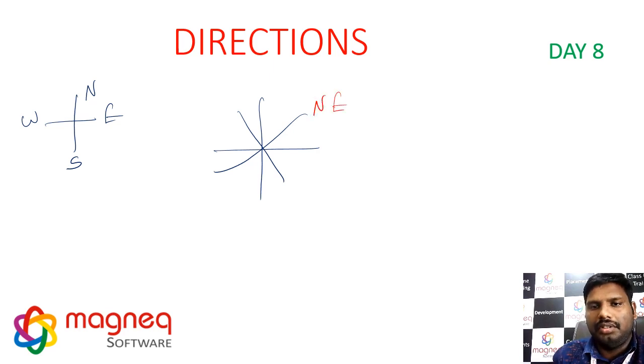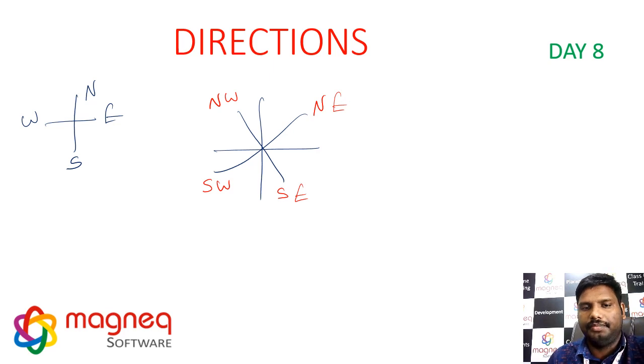Northeast, northwest, southwest, southeast. These four are sub directions. North, east, west, south are main directions. Northeast, northwest, southwest, southeast are sub directions.